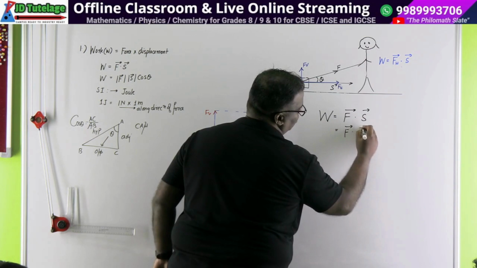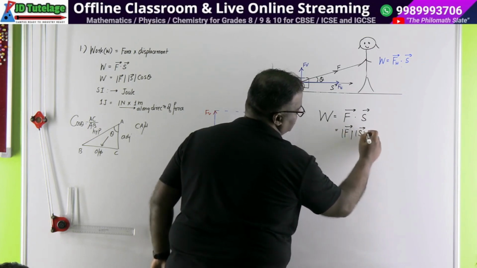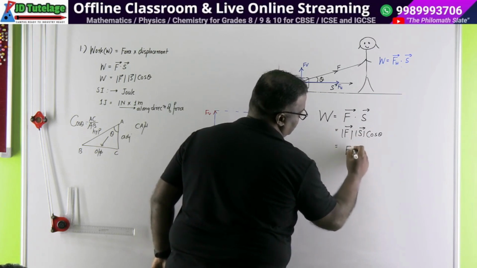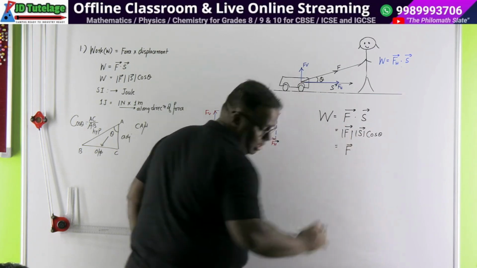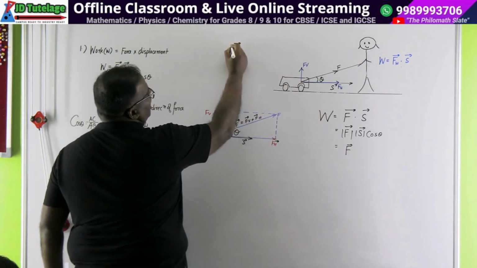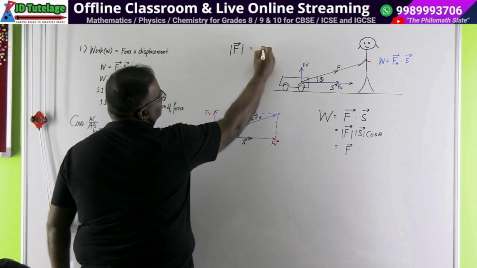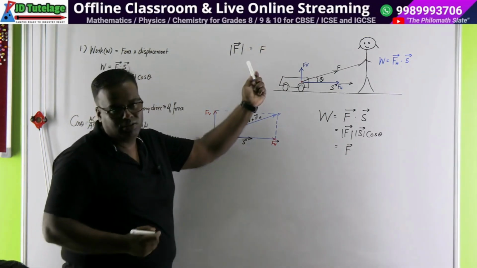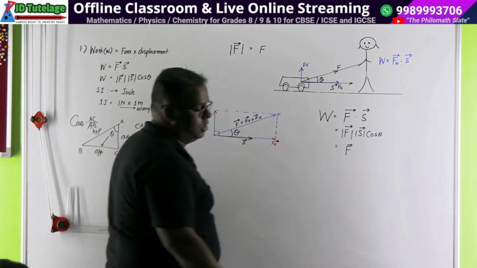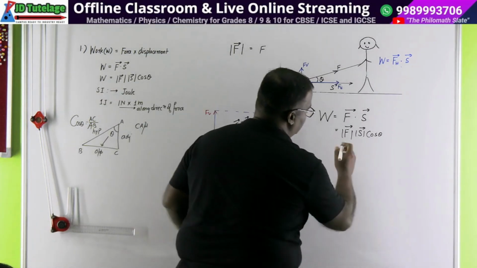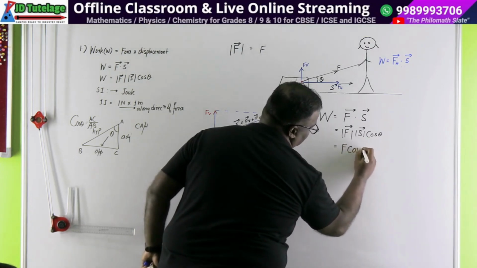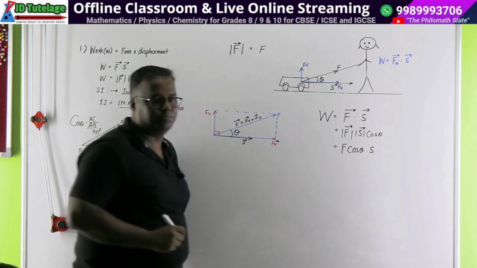F dot S means F modulus S modulus cosine of theta. Let us make it as F of... Whenever you take a vector and you take the modulus of it, you can write it as F. No need to put the arrow because we are only dealing with the value right now. Is this much understood? We're just dealing with the value. This makes your job a little bit easier. So now I write F as F. I bring the cos theta here deliberately and I keep the S here.